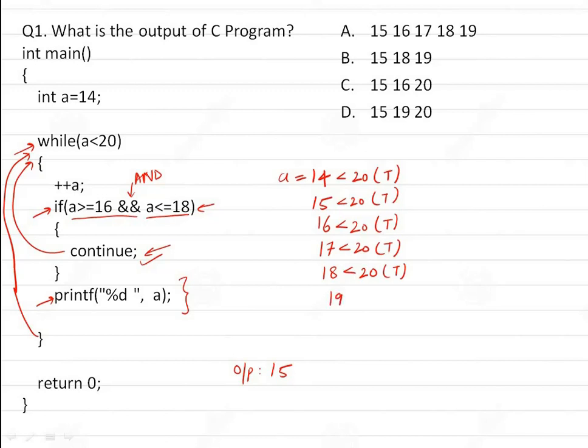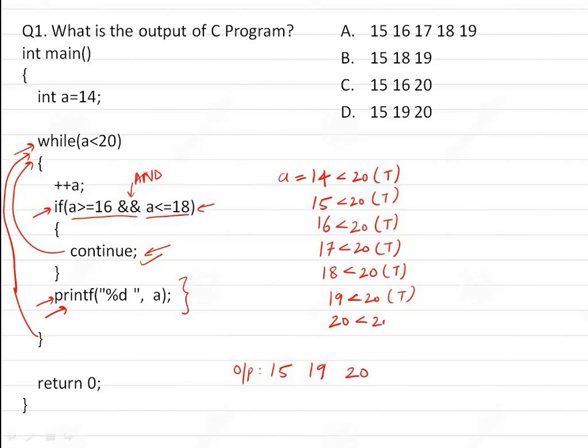Now this 19 does not lie within the range 16 to 18, so the continue statement will not be executed, and we come to this printf statement. So the output 19 is printed on the screen. Finally we go back and check 19 is less than 20. Yes, this is true. ++a makes it 20. Again the if condition is false, so we come to the printf statement and 20 is printed.